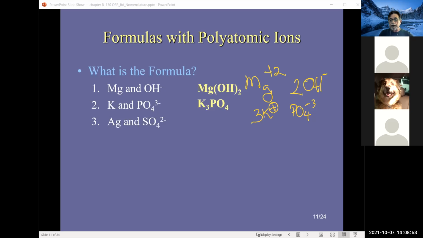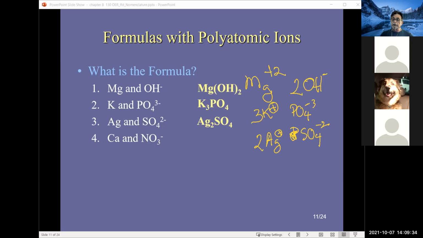All right, we got silver, and here's a new polyatomic ion called the sulfate, SO4 -2. Silver is one of the sweet 16, and it has a +1 charge always. Okay, so we need 2 silver ions to cancel out the -2 of the sulfate. And so our formula becomes Ag2SO4. We'll come back to names here in a bit.